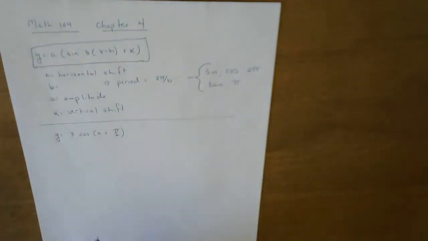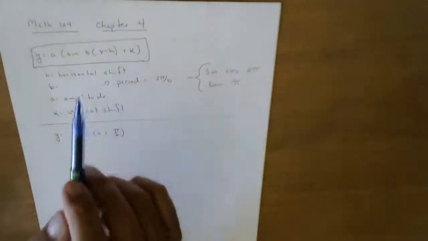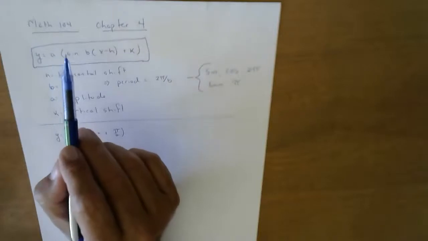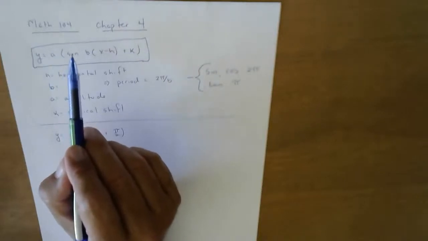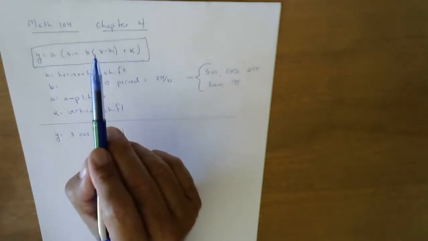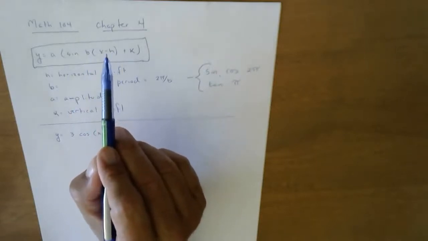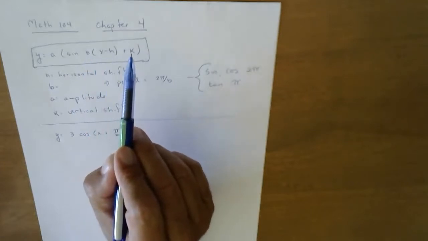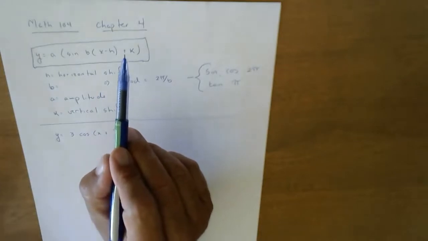So when we're talking about graphing these trig functions, as you know, we come back to this generic form of y equals a, parentheses, whatever my trig function is. In this case, I'm working with sine, b of x minus h. Now, it's important that that b is factored out of both of these and not just a number beside x. And then finally, k.